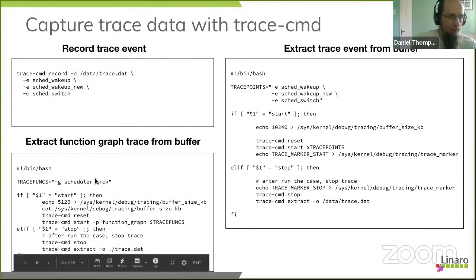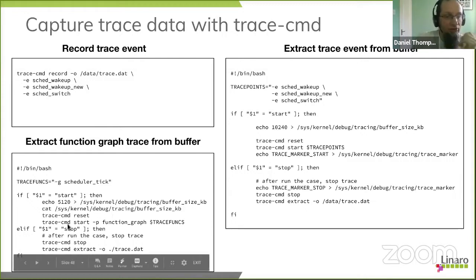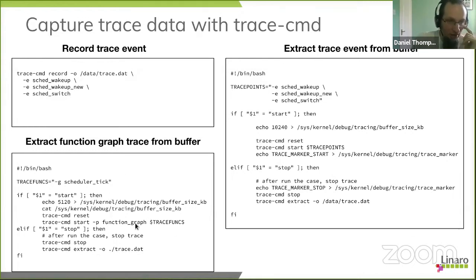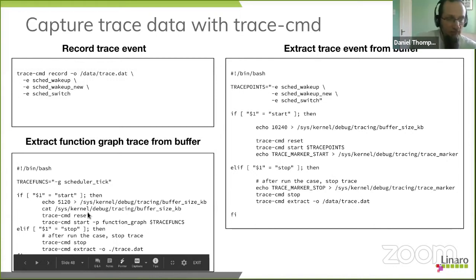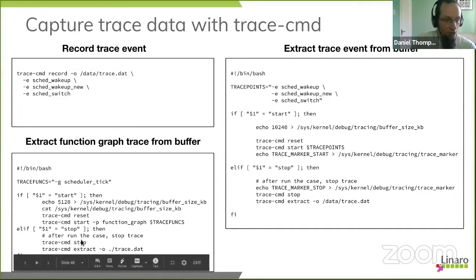So in this particular fragment of shell, we've modified the size of the trace buffer. We've looked it back just to see what's happened. We reset the trace system, and then we start running a function graph trace on a particular set of trace functions. And this one's set up so that we don't have to Control-C it. We can start it, which will start it working, and then we can stop it and extract it.